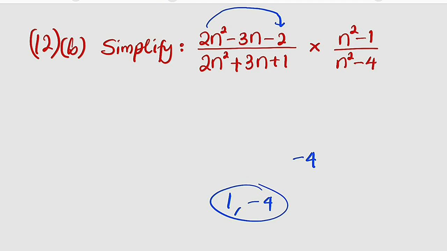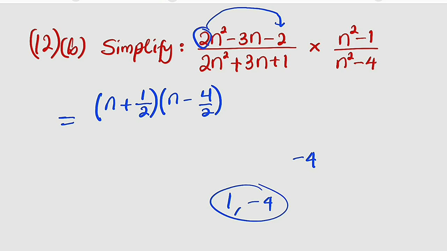So let's factorize the top. This is equal to n plus 1 divided by the leading coefficient, which is 2, then multiplied by n minus 4 divided by the leading coefficient. This is a shortcut to factorize a quadratic expression when the leading coefficient is not 1. So once you obtain the two factors, you divide by the leading coefficient.